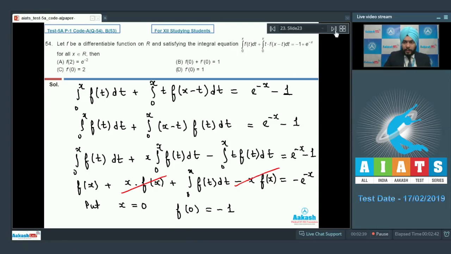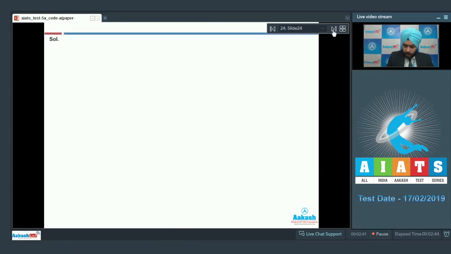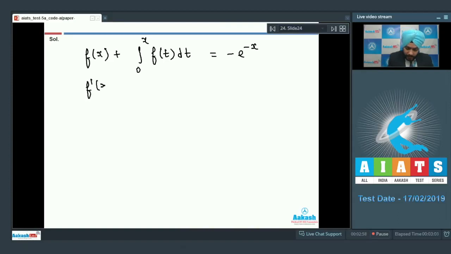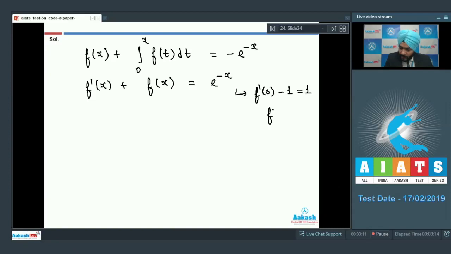So if f(0) is minus 1, let us continue this equation further. I have f(x) plus integral 0 to x f(t) dt is equal to minus e raised to the power minus x. Again differentiate with respect to x. So I have f'(x) plus f(x) is equal to e raised to the power minus x. From here, if you put x equal to 0, I have f'(0) minus 1 is equal to 1. So f'(0) is 2.